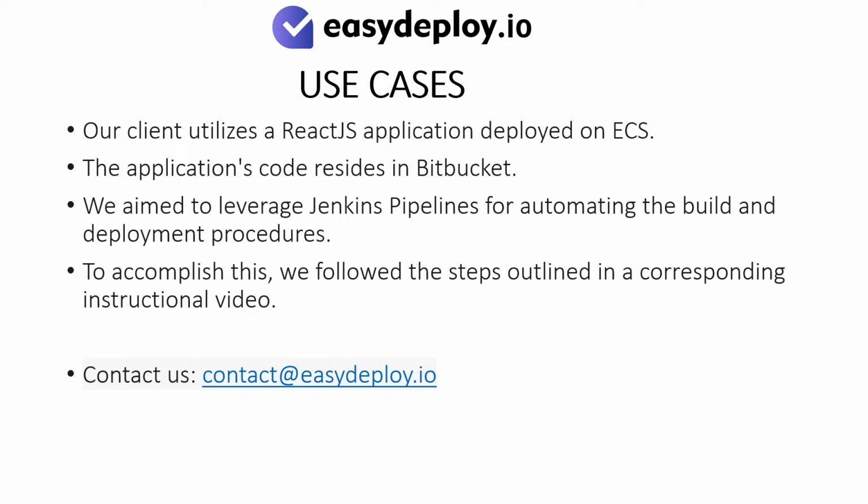Use case. Our client utilizes a React.js application deployed on ECS. The application's code resides in Bitbucket. We aim to leverage Jenkins pipelines for automating the build and deployment procedures. To accomplish this, we followed the steps outlined in a corresponding instructional video. Should you require help in performing this step, please feel free to contact us at the email mentioned: contact@easydeploy.io.